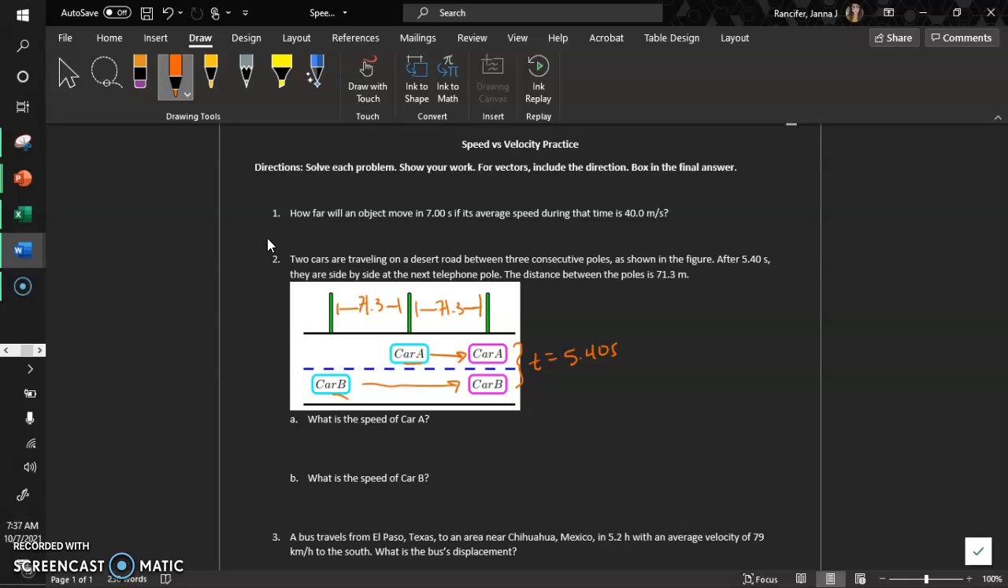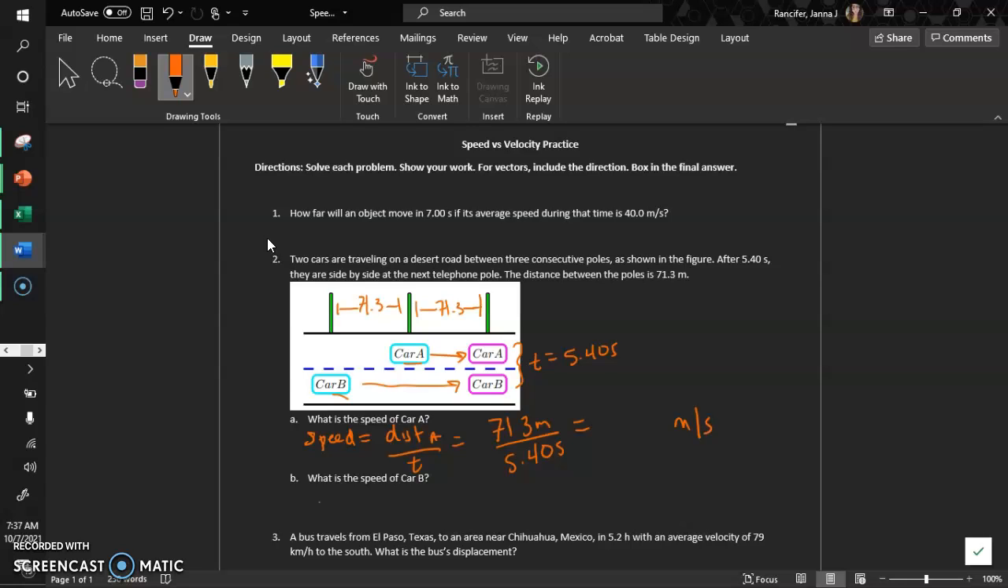So the speed of car A, it is simple. It is speed equals the distance traveled by car A over time. Car A travels 71.3 meters in 5.40 seconds. You can do the math on that. Please include the units in meters per second.